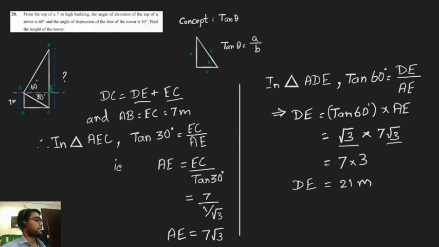Now we have to find the height of the tower. Since we have DE and EC, DC equals 21 meters plus 7 meters, which equals 28 meters. Now we have got the height of the tower DC. That is the height of the tower DC equals 28 meters.